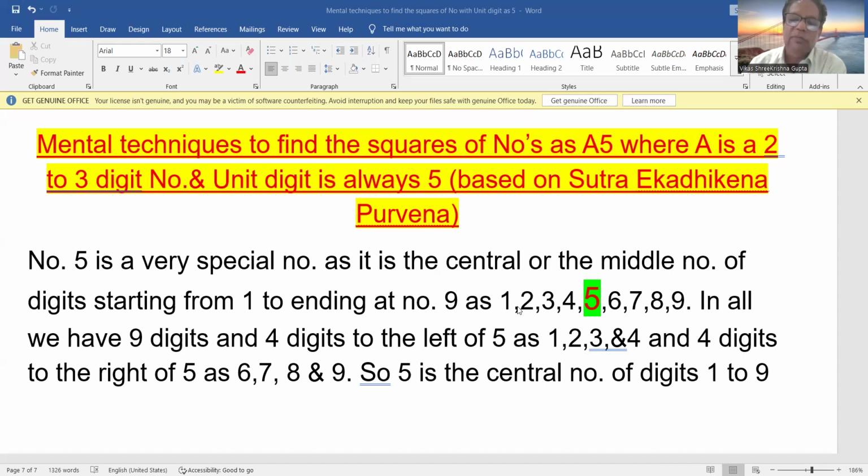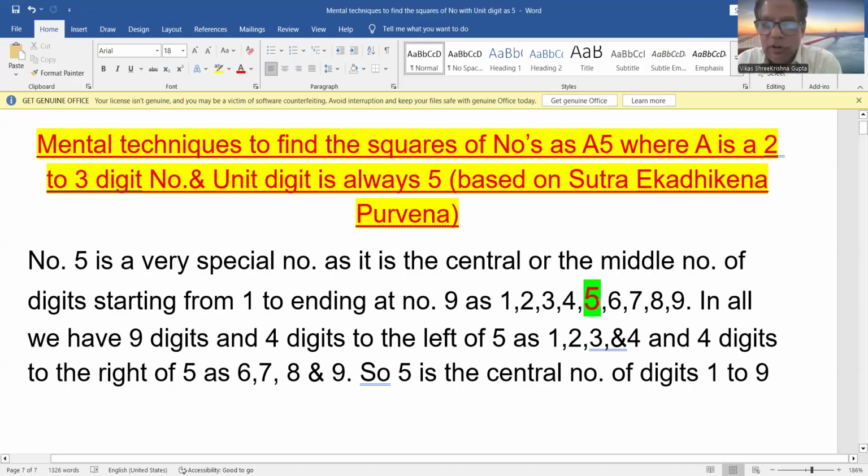If you add all the numbers from 1 to 9, 1 plus 2 plus 3 plus 4 plus 5 plus 6 plus 7 plus 8 plus 9, the total you will get to be 45. The sum of all the numbers from 1 to 9 is equal to 45. And when 45 is divided by 9, as the total number of numbers is 9, you get the central number as 5. You get the average as 5. It means 5 is the average of all the numbers from 1 to 9.